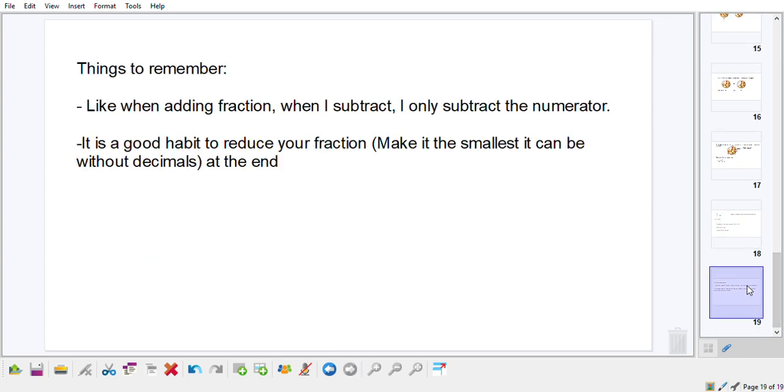So things to remember. Like when adding fractions, when I subtract, I only subtract the numerator. Also, it is a very good habit to work on reducing your fraction. It might be annoying to you, but it is a good thing to get into.